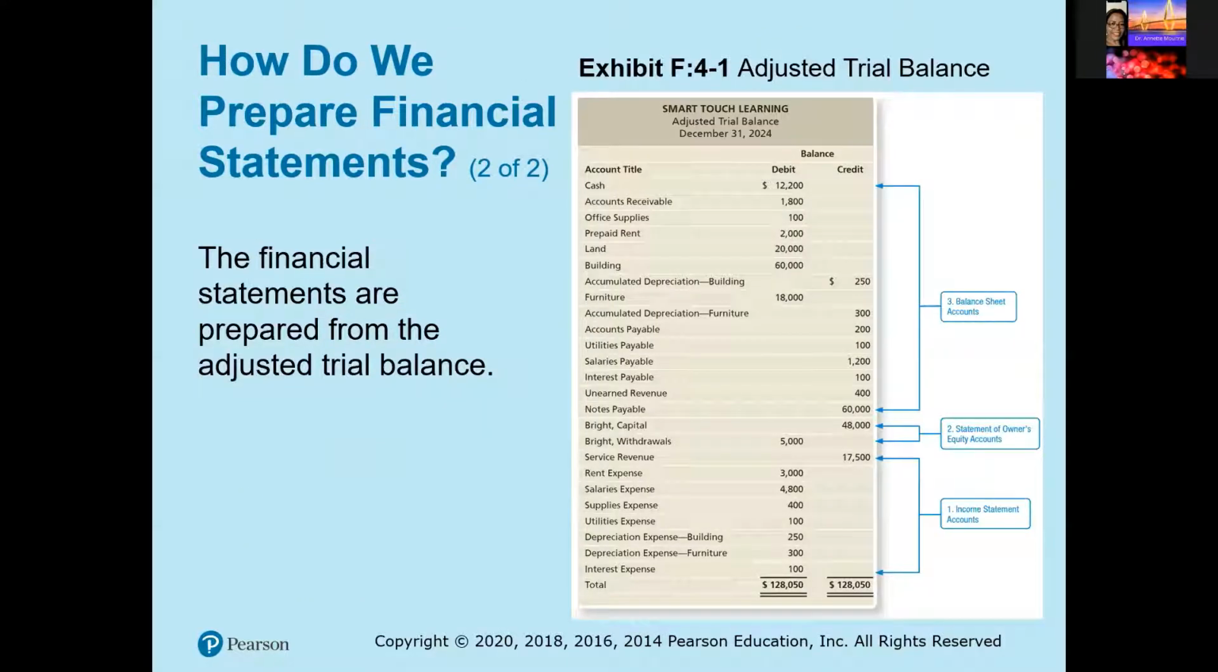The financial statements will be prepared from the adjusted trial balance. Each account on the adjusted trial balance will be used on only one financial statement, except Bright Capital, which appears on the statement of owner's equity and the balance sheet.